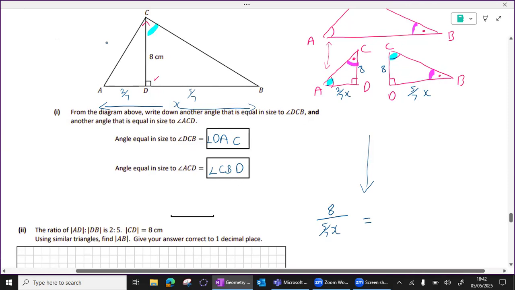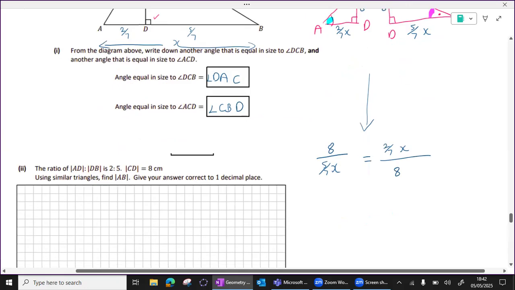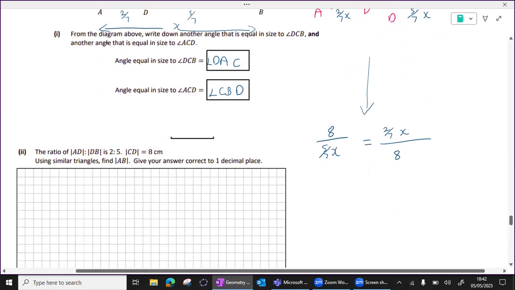So whatever triangle we start with, we stick with. So if we look across the way from the pink this time, we have 2/7 X. Across from the pink in the other one is 8. We can just go straight into cross multiplying. So 64 is equal to 2/7 x multiplied by 5/7 x. So 64 is equal to, so that's going to be x squared.